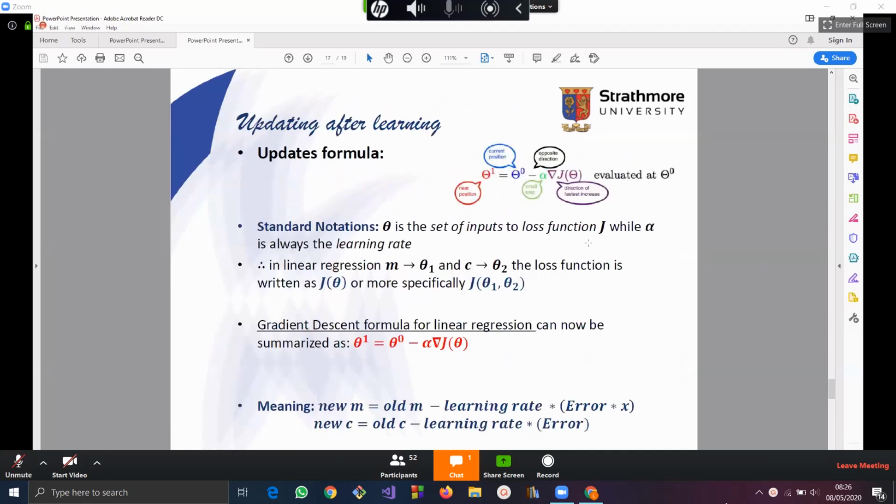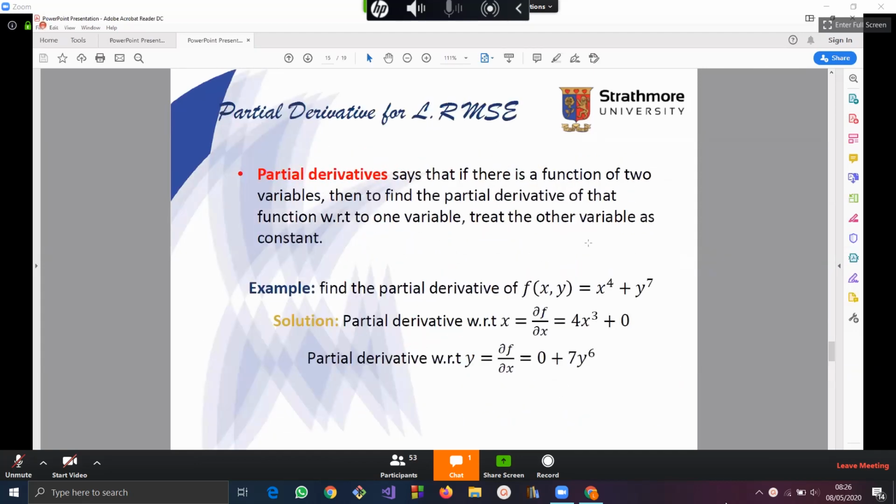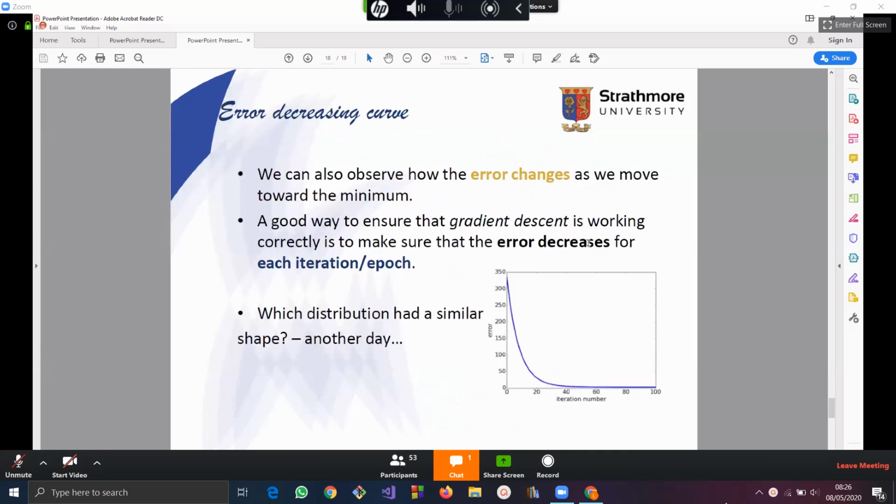So all this you can revise. Another thing we mentioned last time is the partial derivatives, where you have two or more variables in a function. You can only do partial derivatives. We saw actually how to do this.